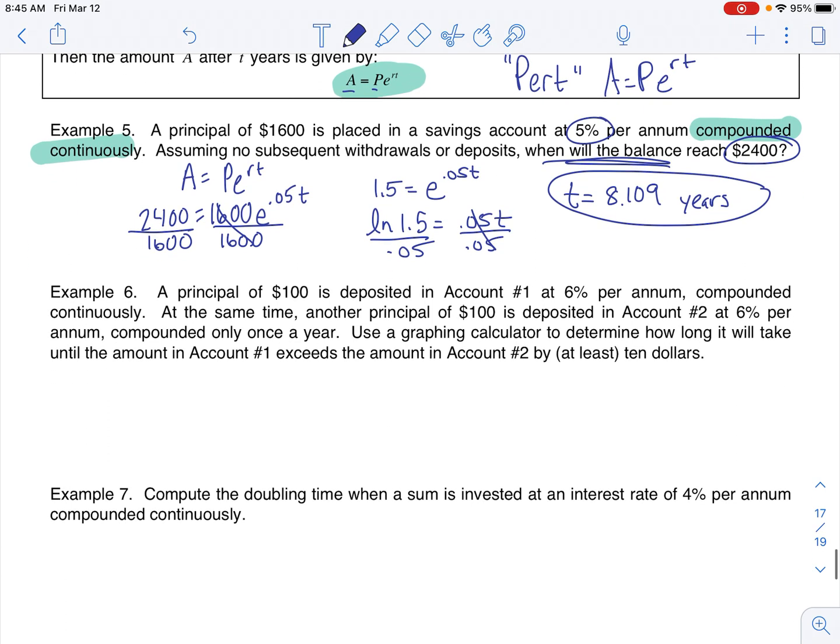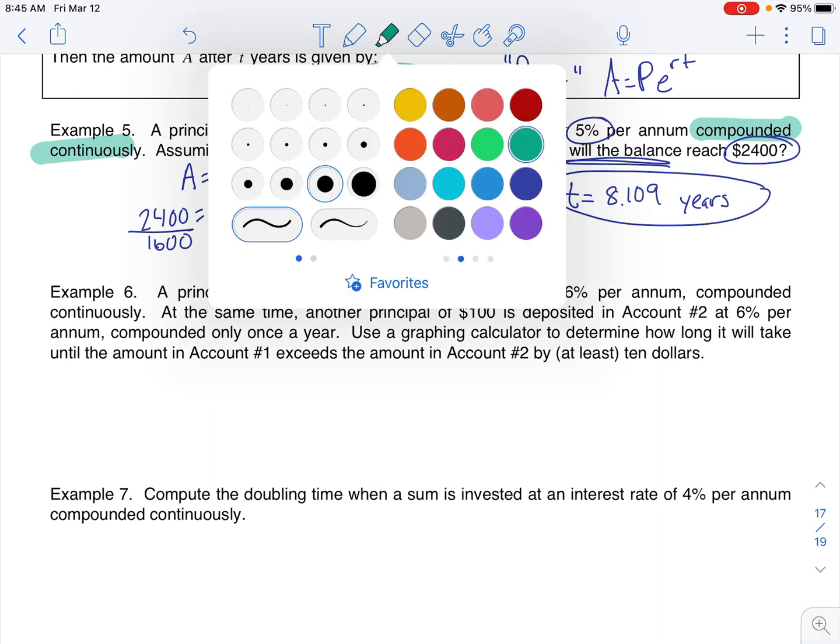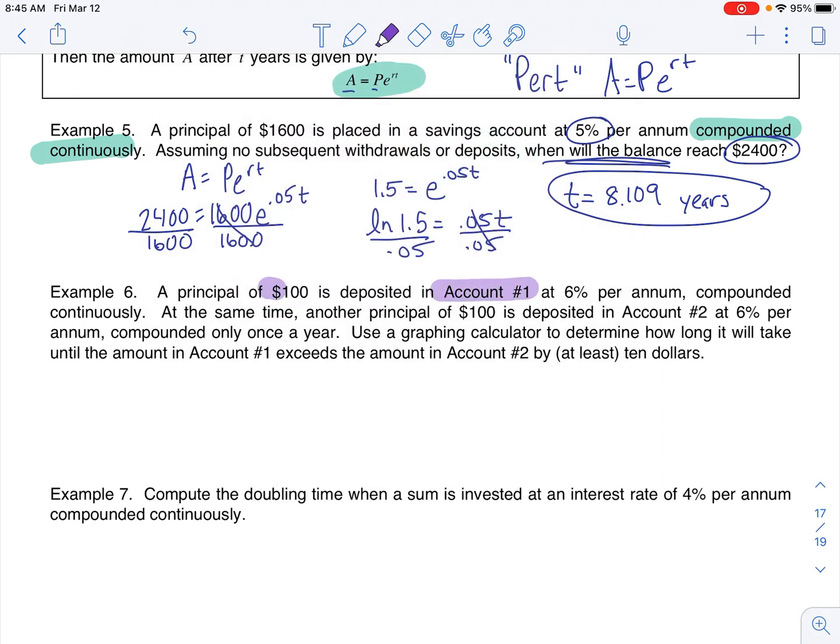All right, so let's do a couple more examples with this compounded continuously. We'll do 2 more examples. A principal of $100 is deposited in account number 1. So we have an account number 1, $100, 6%, compounded continuously. All right, so let's set up account number 1. $100. Compounded continuously means we're using PERT. So E to the RT. Okay, there's my equation for account 1.